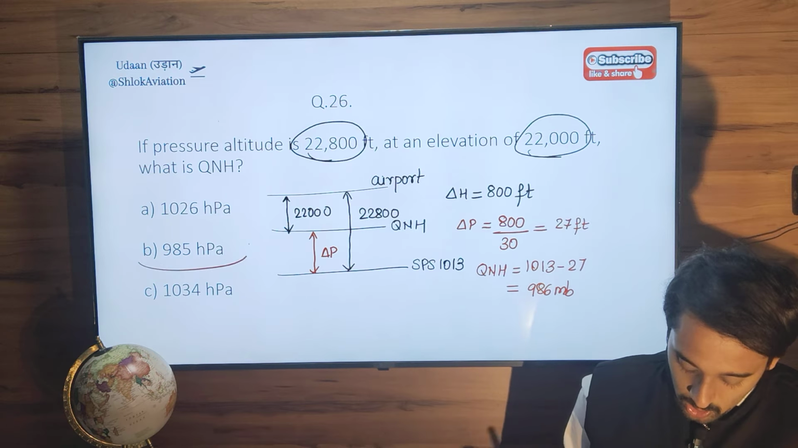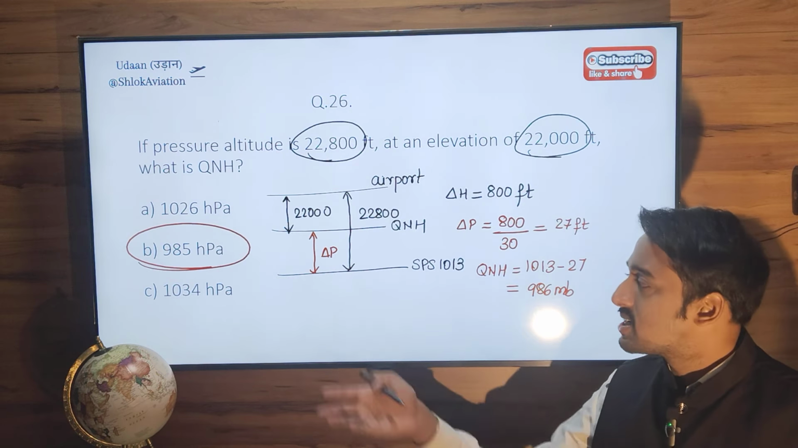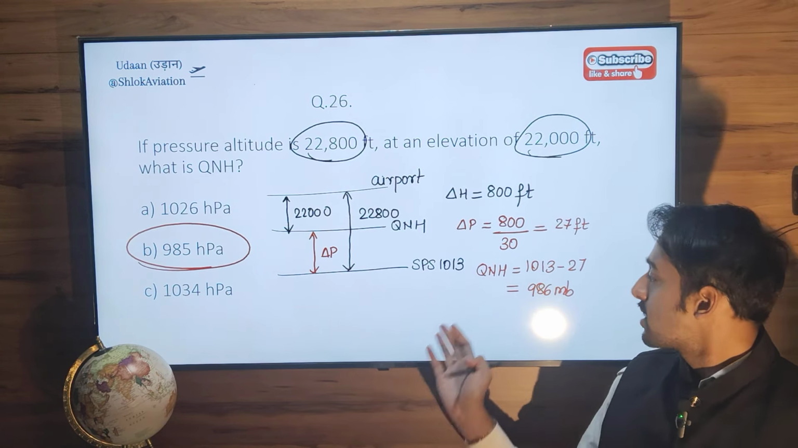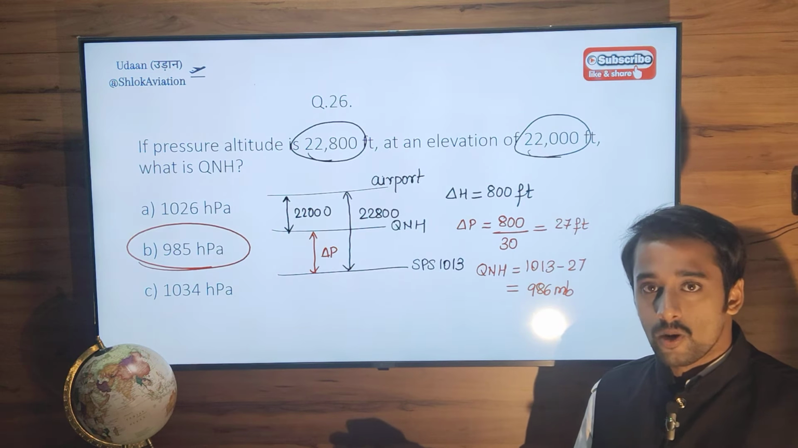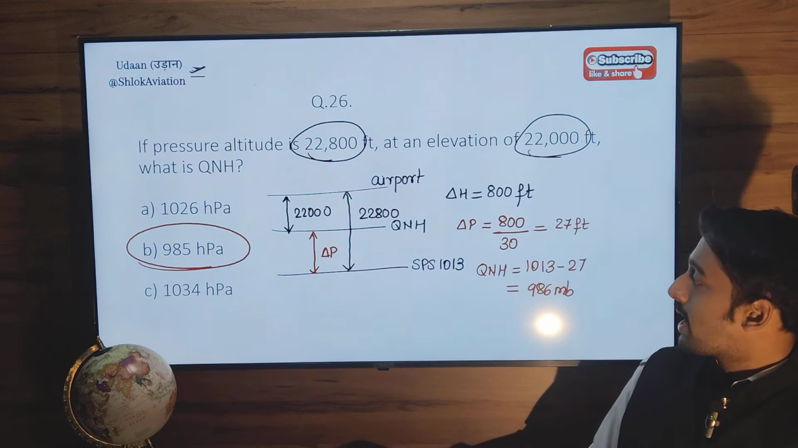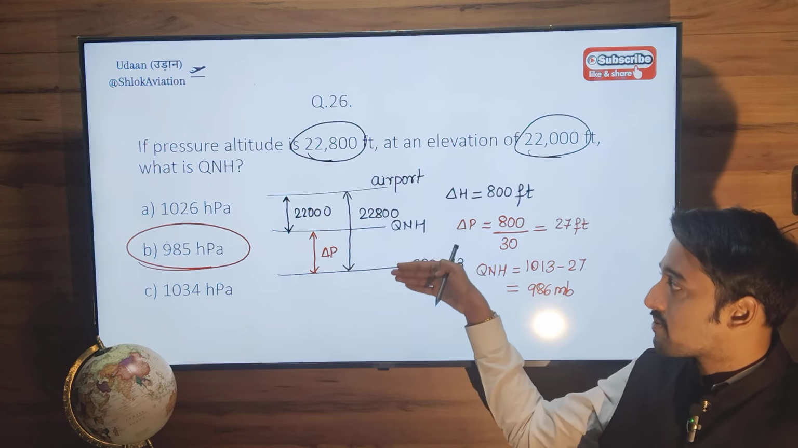986 millibars. Option Bravo. Again, here they must have taken 27. That's why 985. Otherwise, 30, you get 986. Difference of 1. Ignore it. So 986 millibar. So just the trick is to draw the diagram.